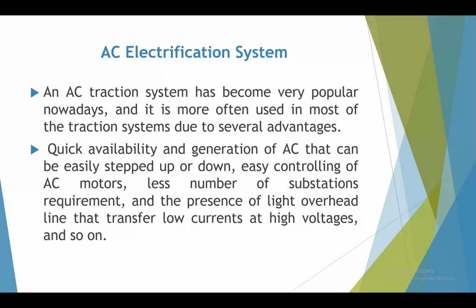We generate AC, so we use the AC electrification system for traction purposes. It can be easily stepped up or stepped down using a transformer, and AC motors are easily controlled. The substations required are fewer because in DC, with the passage of length, the voltage drops, but here it is not that common.